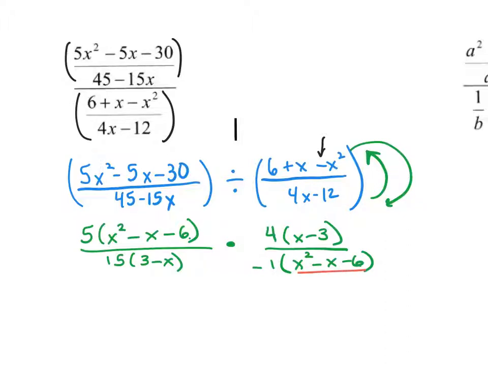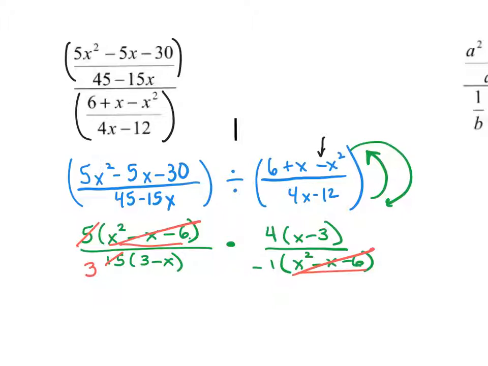And I could factor this and this further, but if you notice, they're the same trinomial. So I might as well just go ahead and cross that out. 5 over 15 over here on the left can reduce. 5 over 15 will leave me a 3 in the bottom. Now I have 4 and 3. That doesn't work. I have x minus 3 and 3 minus x.